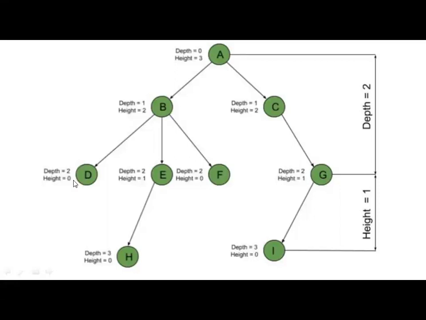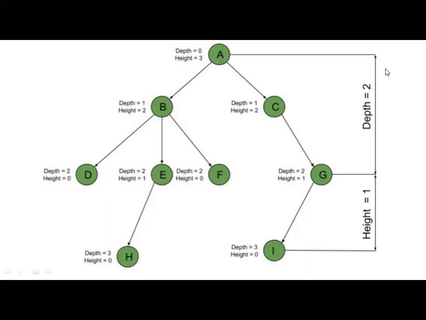So don't think that the height of all the nodes in this level will be the same. No. If it has a child node, then only you can calculate its height. If they are leaf nodes, then their height will be 0. So height of this one will be 2, this one will be 2, and the height of the root node will be 3 here.